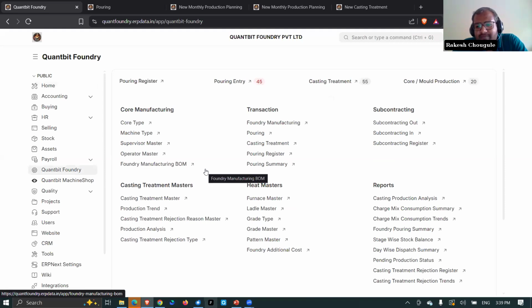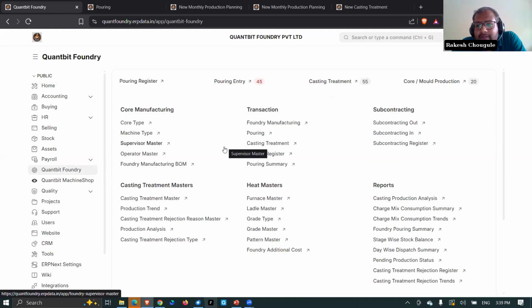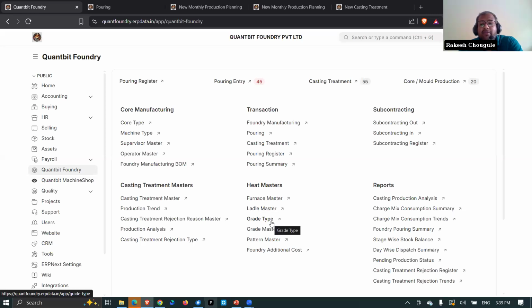Any other questions? I have one more question. This sequence of yours, that first the pattern will be made, then the core. Can anybody break this sequence, or have you locked the sequence? The sequence defined in the pattern master will be defined for the shop floor, so you can't bypass this.